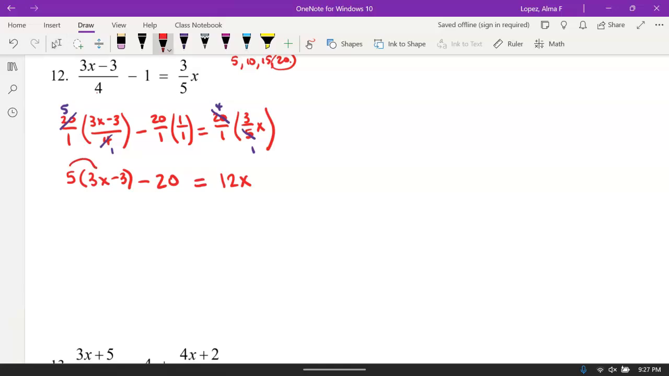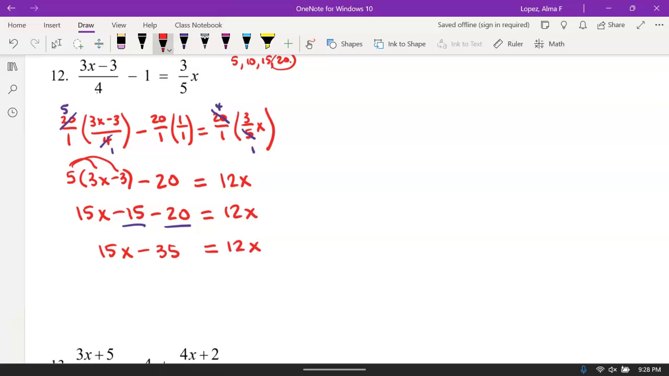5 times 3x is 15x. 5 times negative 3 is minus 15. Minus 20 equals 12x. Now I'm going to combine the like terms that are on the left-hand side. So I end up with the 15x, negative 15, and negative 20 combined to make negative 35, and it's equal to 12x.